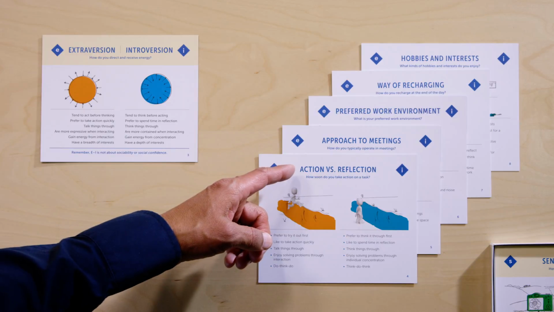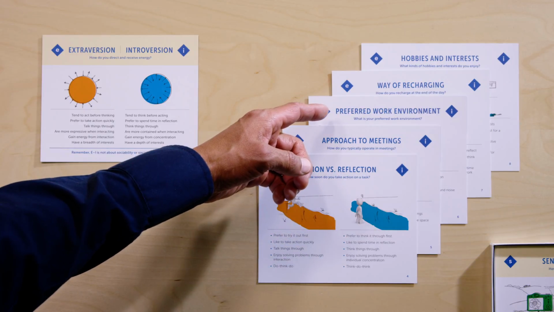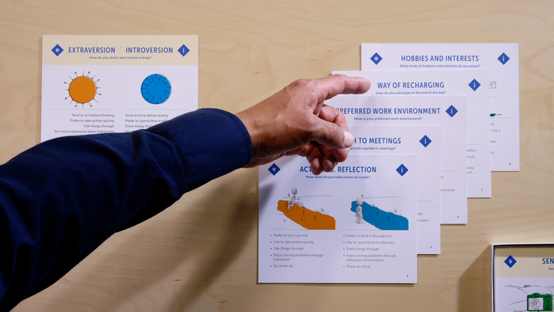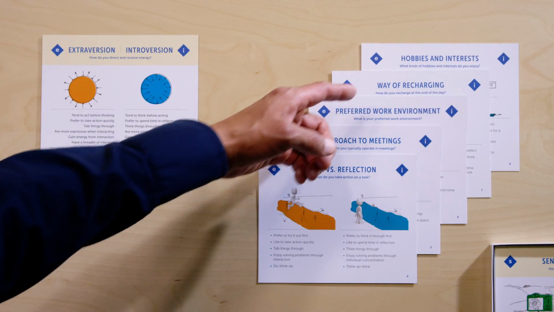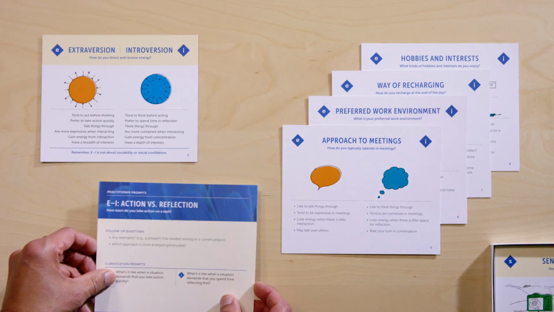Action versus reflection. Approach to meetings. Preferred work environment. Way of recharging. And hobbies and interests. Let's take a look at the action versus reflection card as an example.